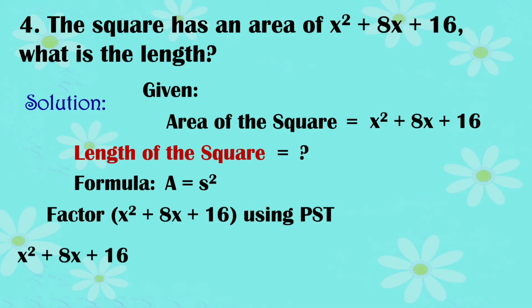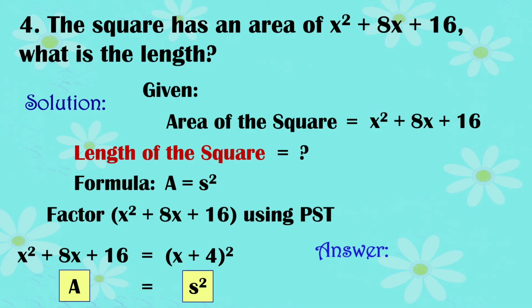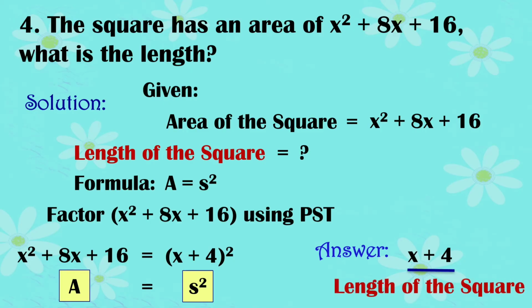So, i-factor natin ang x squared plus 8x plus 16. So, ang square root ng x squared ay x at ang square root ng 16 ay 4, wherein pag inadd natin si 4 ay equal sa 8. So, ang factor niya ay quantity x plus 4 raised to 2. So, ito yung ating area at ito yung ating length. So, dahil length ang ating kinukuha, ang ating sagot ay x plus 4. Yan. So, the length of the square. Yan. Nakuha ba?